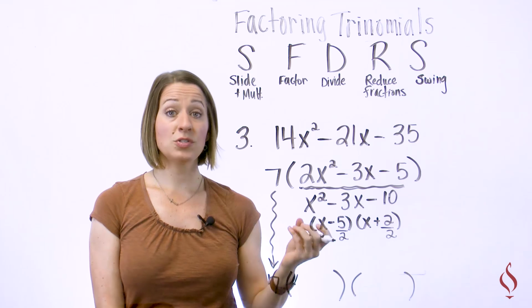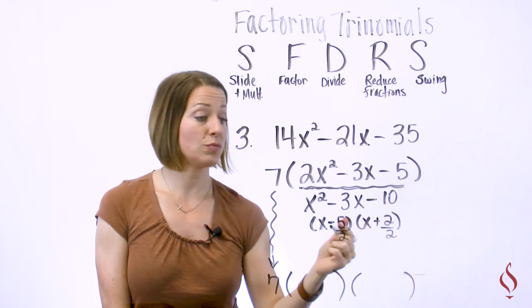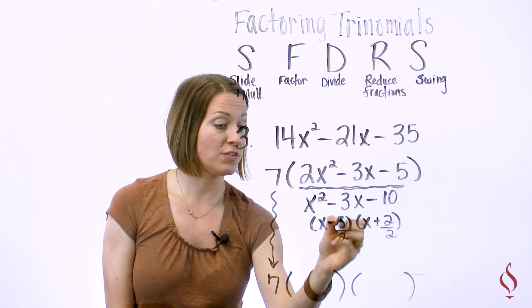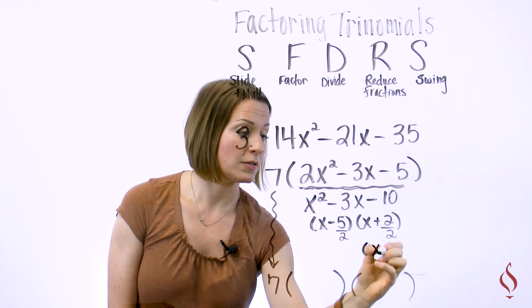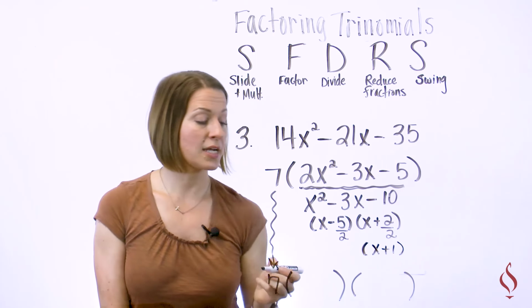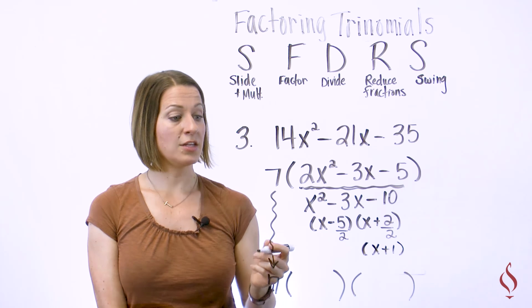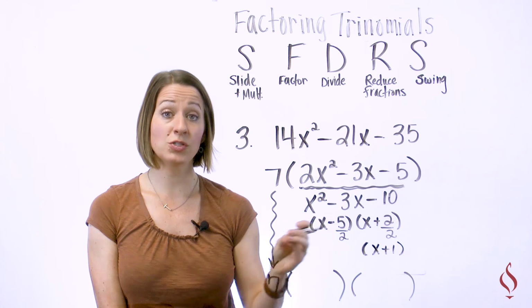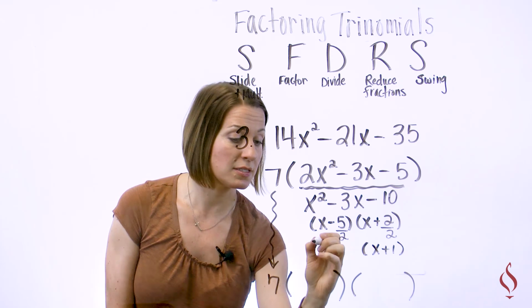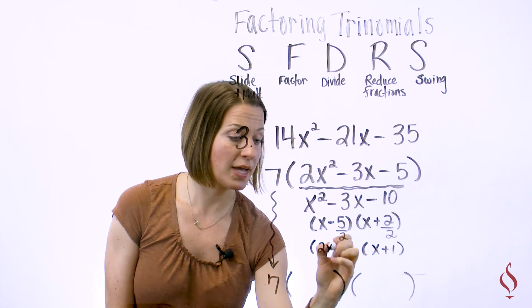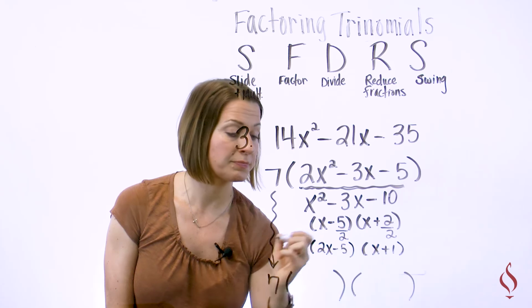Okay, next you're going to reduce the fraction. If there's any fraction you can reduce, 5 over 2 does not reduce, but 2 over 2 does, to x plus 1. And then if you still have a denominator, you're going to swing the denominator to sit right in front of the x. So this would be 2x minus 5.